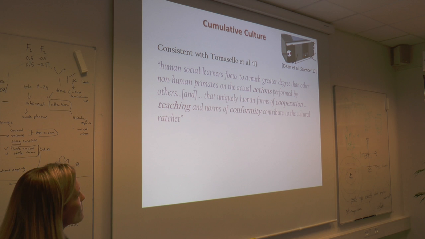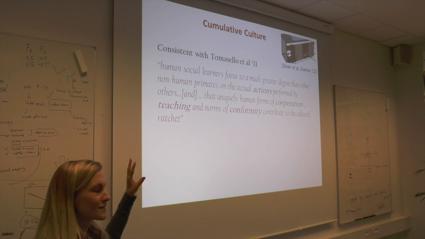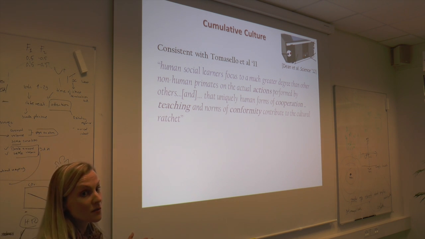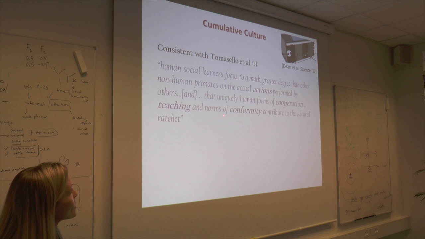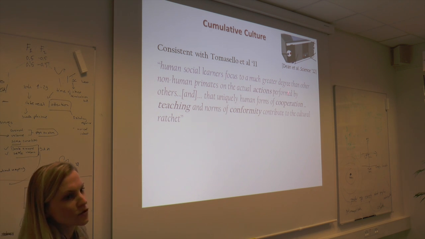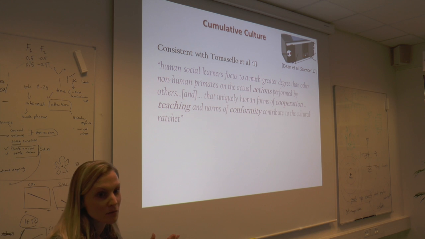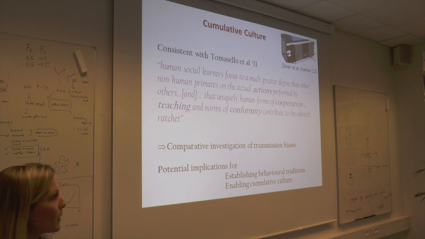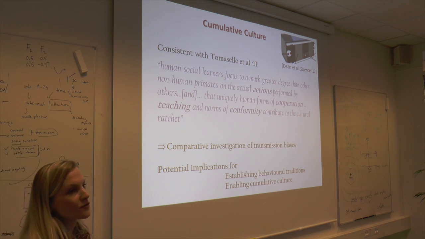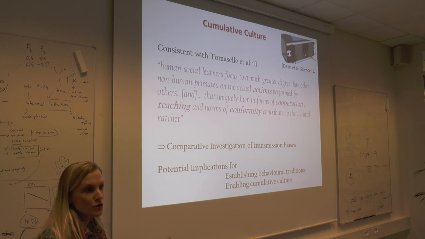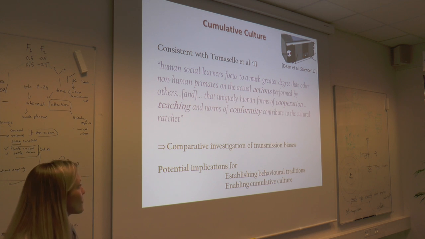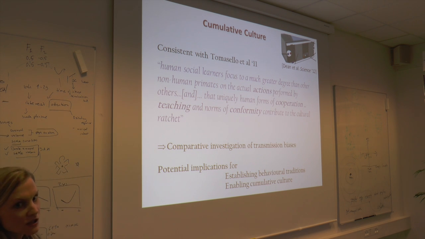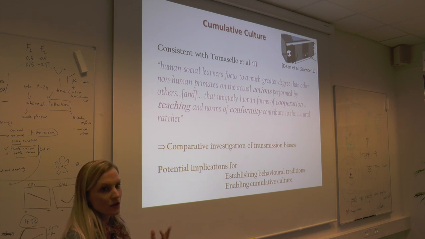So I don't really want to talk about all these other factors that could contribute to cumulative culture anymore, but to focus on transmission biases. Conformity is a transmission bias, but I'm not actually going to look at conformity today, because that's a whole quagmire. So I want to look at the potential implications for transmission biases. So who do you copy? When do you copy? For establishing both behavioural traditions and also for enabling cumulative culture.